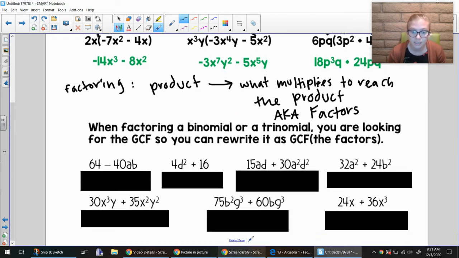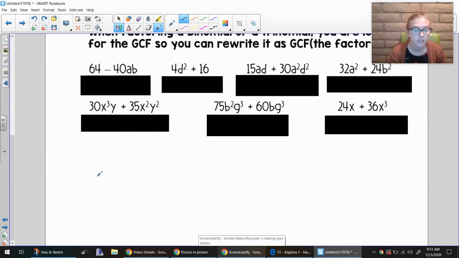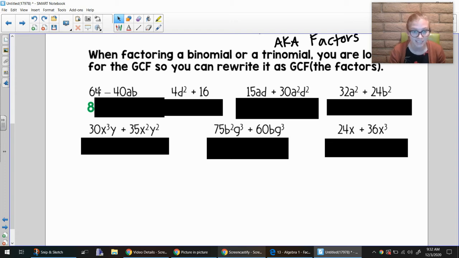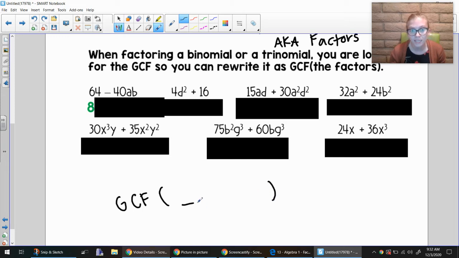So to do this, we are going to find the greatest common factor of the two values, and we are going to make that what will be on the outside of parentheses. So the greatest common factor of 64 and negative 40ab is 8, because 8 divides into 64 and negative 40. Now the greatest common factor goes on the outside. Then we're going to see what is going to multiply by the greatest common factor to get the original expression.